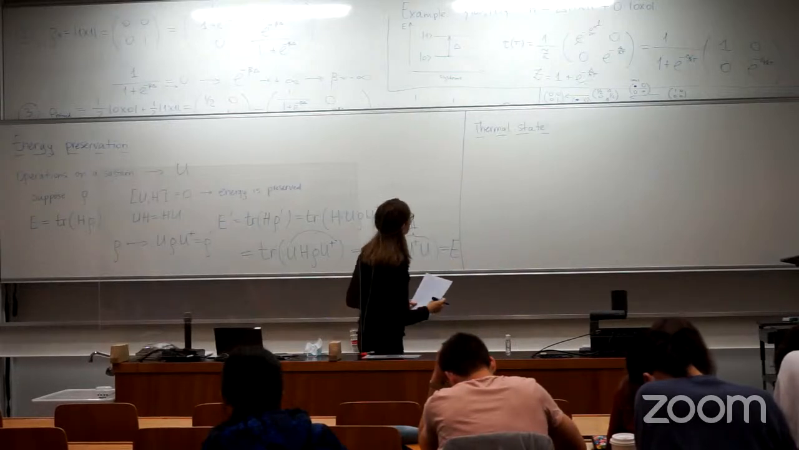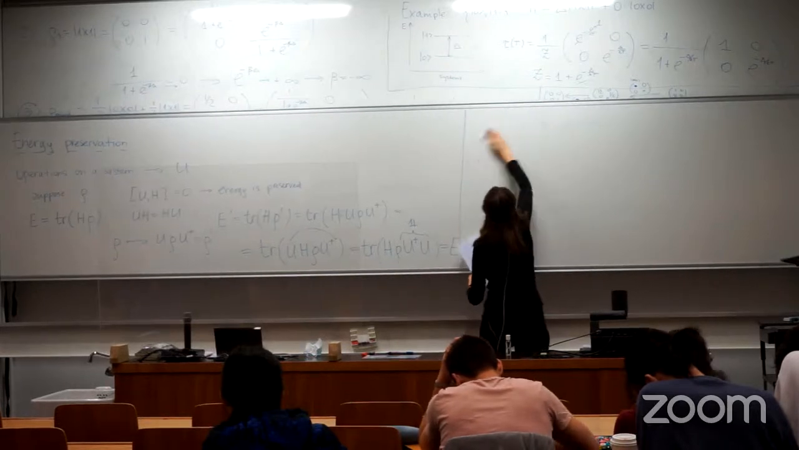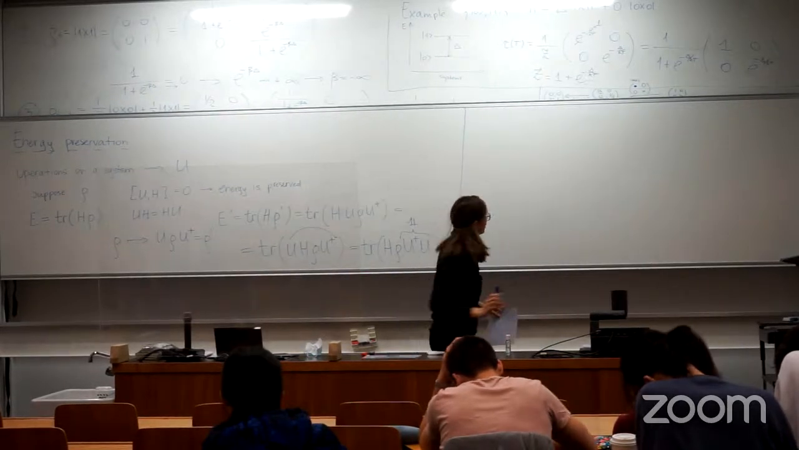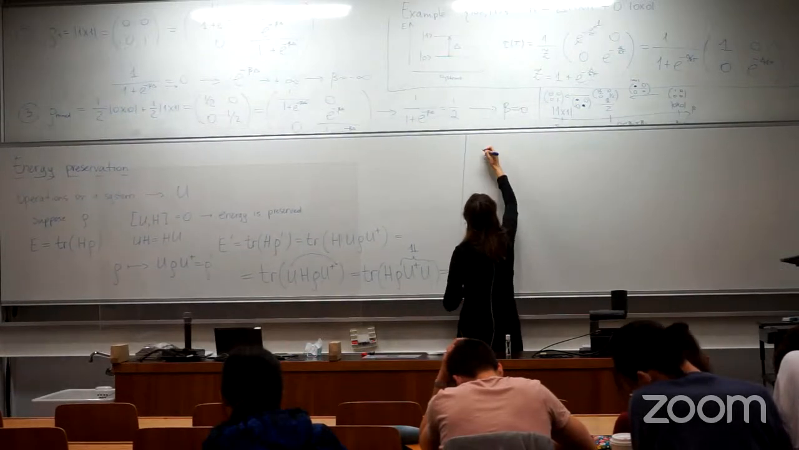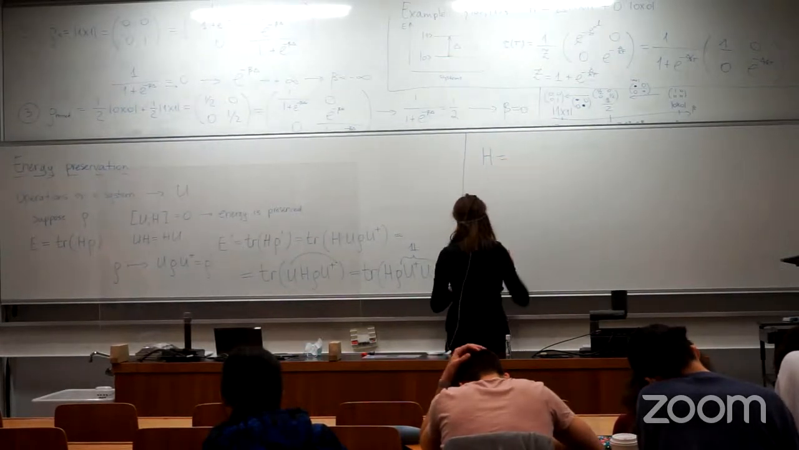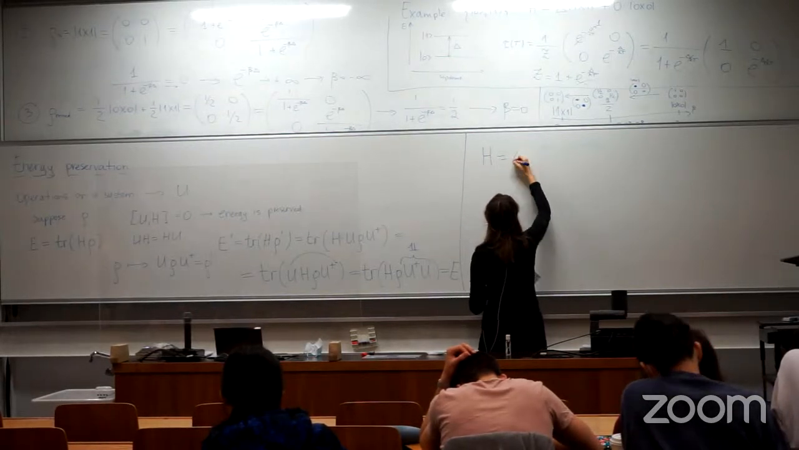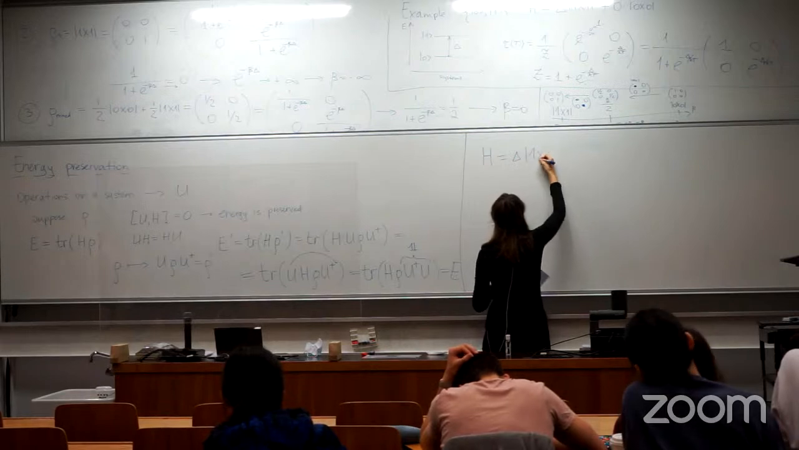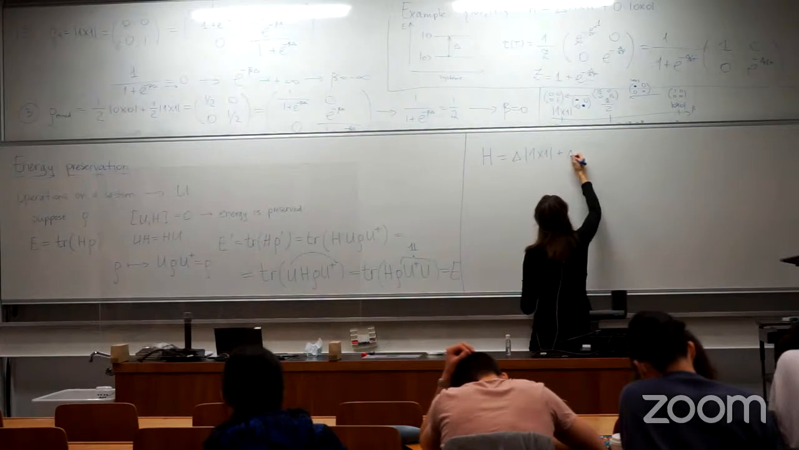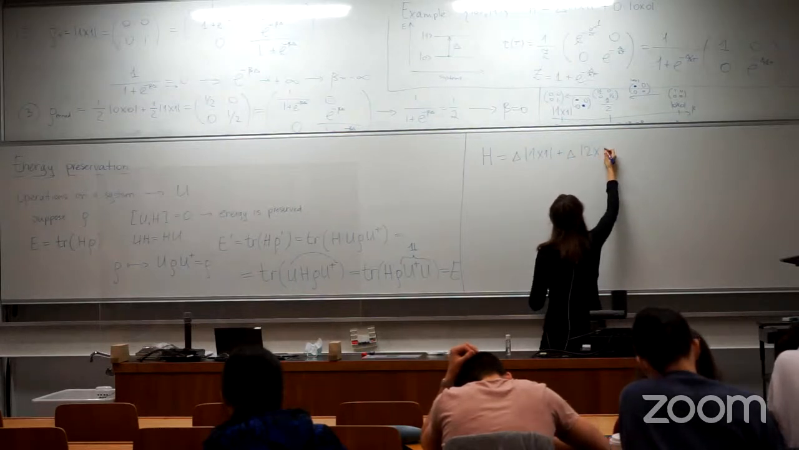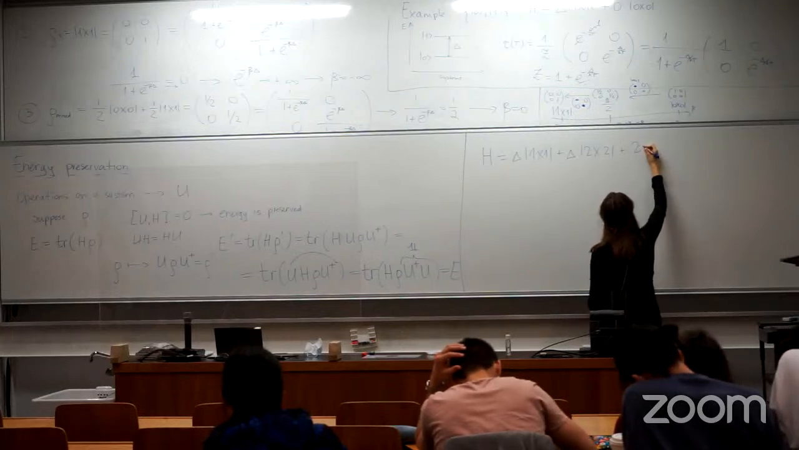So this is more about thermal state. Suppose that we have a Hamiltonian H, which is the following. Say it's delta |1><1| plus delta |2><2| plus 2 delta |3><3|.